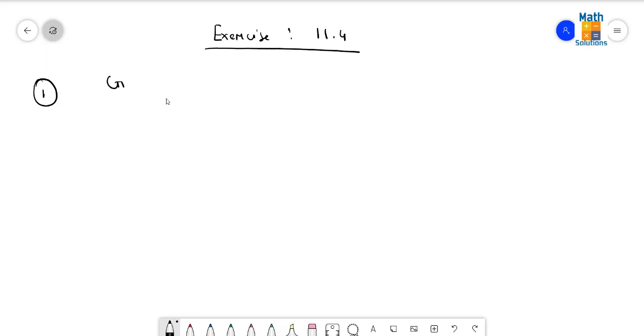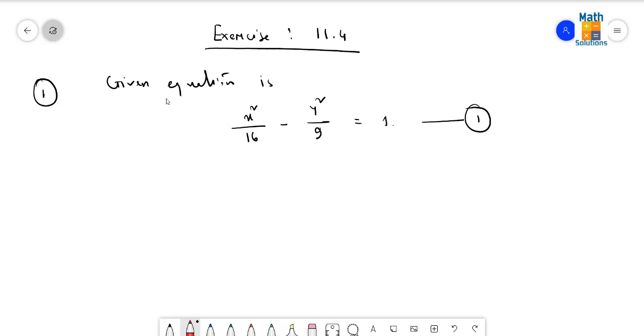Given equation is x square by 16 minus y square by 9 is equal to 1. Let us mark this as 1. So this equation is following the first format which I have explained just now, that is x square by a square minus y square by b square is equal to 1. That is why we are going to compare this given equation with this standard form.